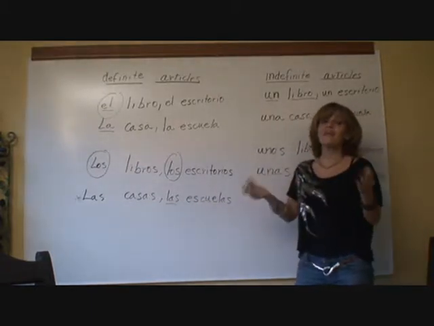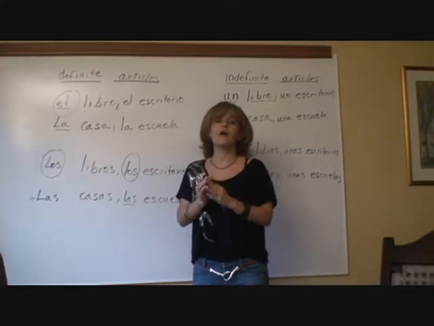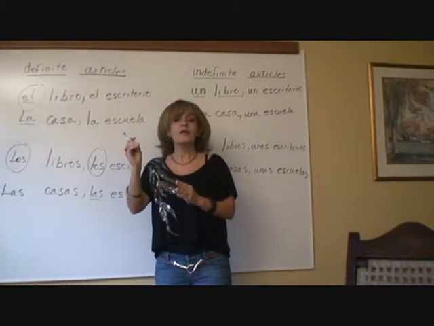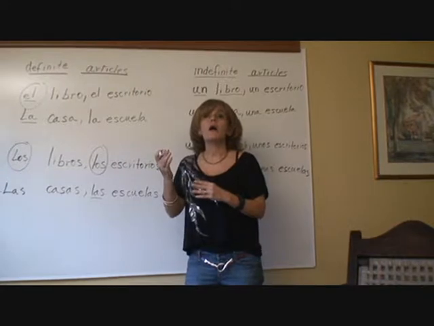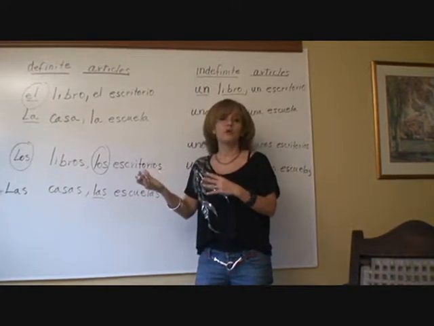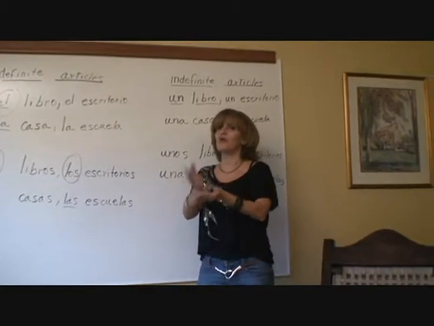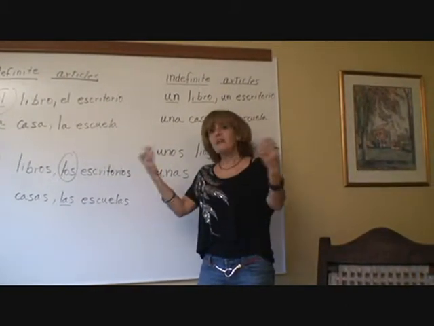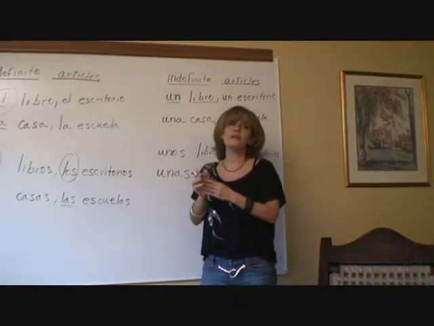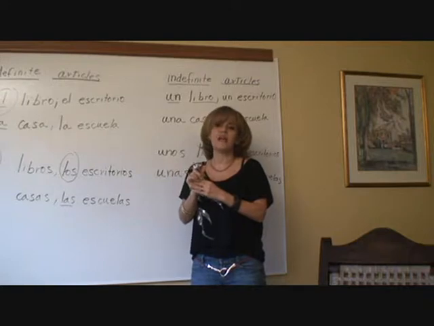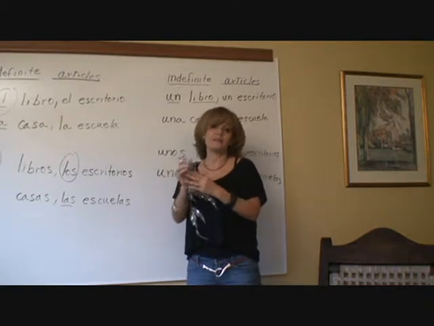Should we go to the indefinite articles? In English, the indefinite articles are a or an. When you say a school, a book, you're not talking about a specific, a definite book or a definite school, but really any school, any book. So you say a. Also in English we say an, as when we say an apple, an ant, an argument.